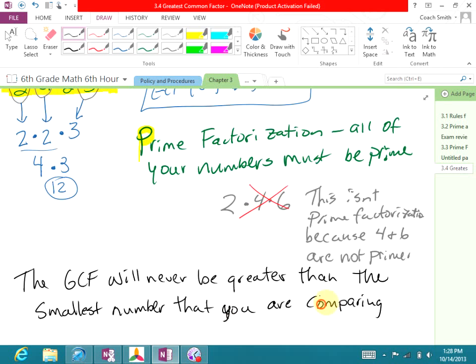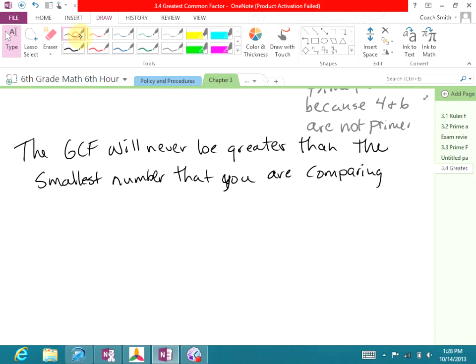In other words, what I'm saying, see, I don't think you understand what I'm saying. If I'm going to list the factors of 8, can I have 12 as a factor? No. 12 times nothing equals 8. Okay? So, no. 12 cannot be a factor. So 12 cannot be the greatest common factor of 8 and 24.